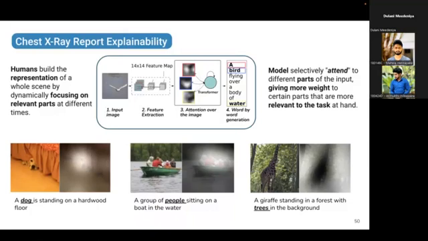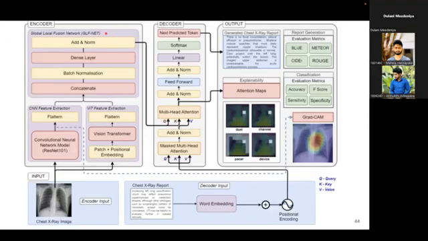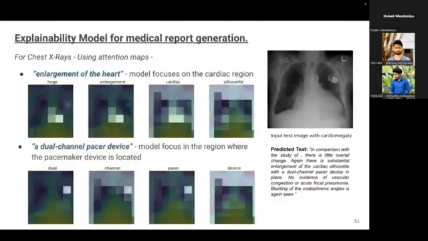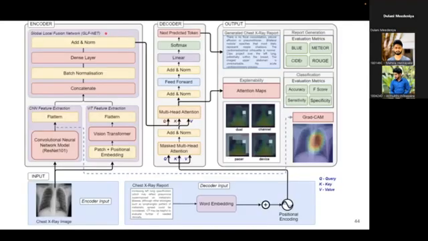So the model selectively attends to different parts of the input image, or in our case, the chest X-ray, giving more weight to certain parts that are more relevant to the task at hand, or in our case, the word which is generated. So currently we have used the attention mechanism for model explainability. This attention map shows where the model focuses on the input image for each word. The attention weight from the second multi-head attention module is used for this. So this slide contains an example situation where the chest X-ray in the right side.